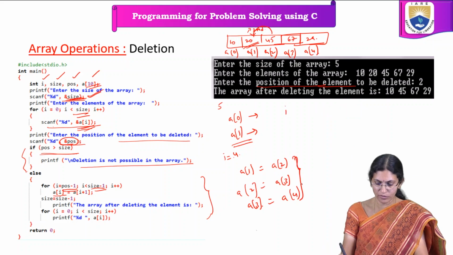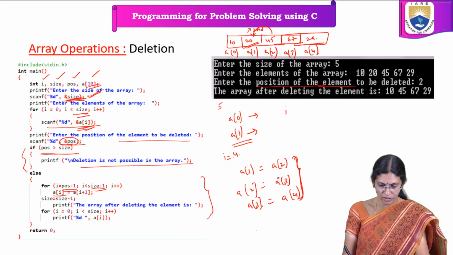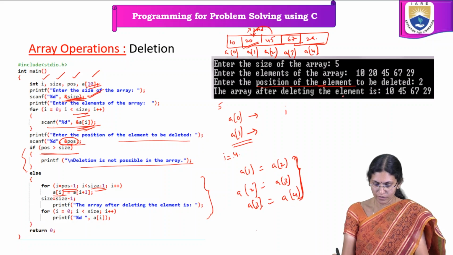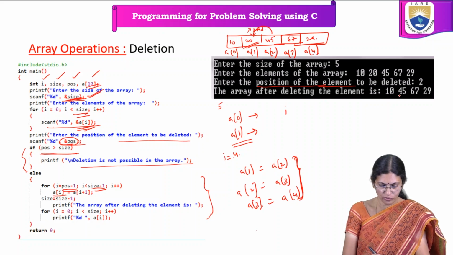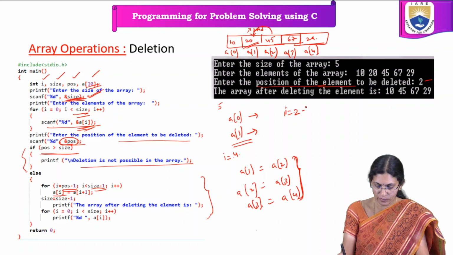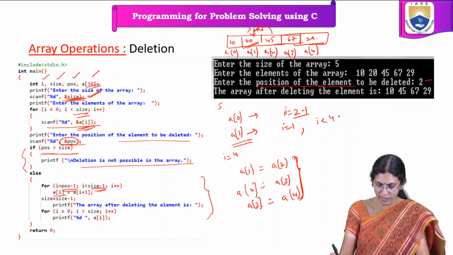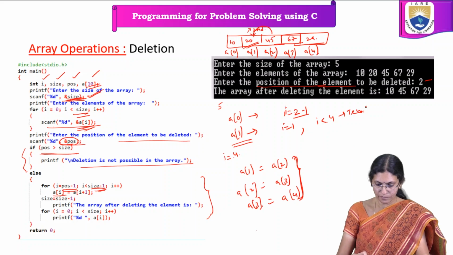So this is the piece of the code which is to be executed. These are the statements which have to be carried out in order to perform the deletion operation. So for I is equal to position minus 1. The position we have specified is 2 here, so 2 minus 1, which is equal to 1. When I is equal to 1, I is less than size minus 1. Size is 5, 5 minus 1 is 4. This condition is true, so this line will be executed.